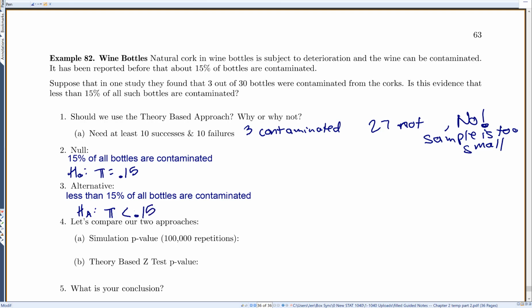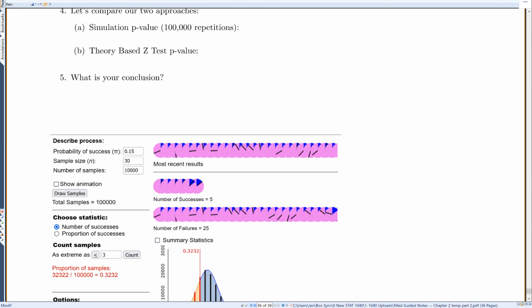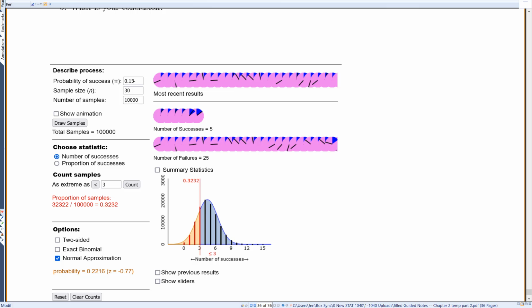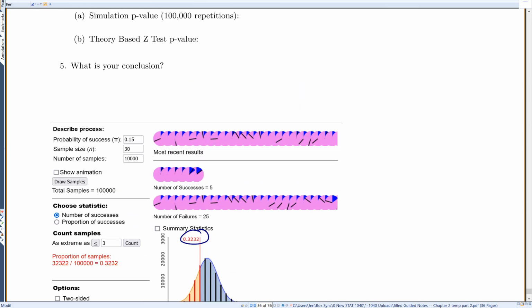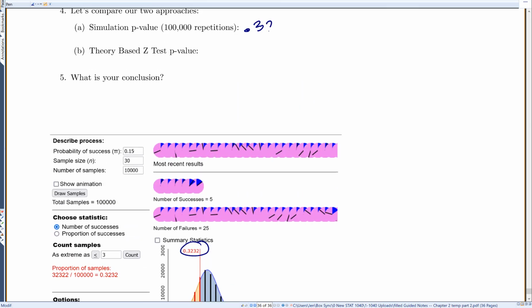So let's compare it to approaches where I said we can't use the theory-based approach, but I want to show you why not, what happens here. So the simulated p-value for 1,000 repetitions, if you scroll down, I put it in. So my probability of success is 0.15. My sample size is 30. I did 10,000 repetitions. I wanted to count samples with less than or equal to 3 successes. And you can see my simulated p-value is 0.3232. It's nice, they just kept everything in the same place. That's always where our simulated p-value has been.